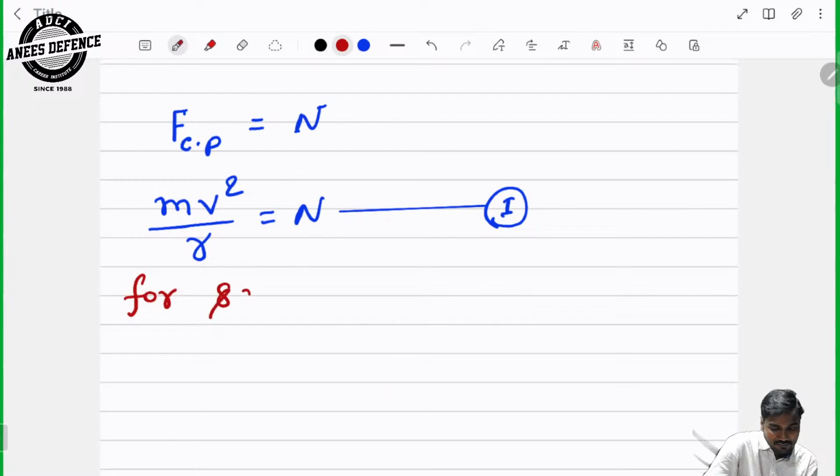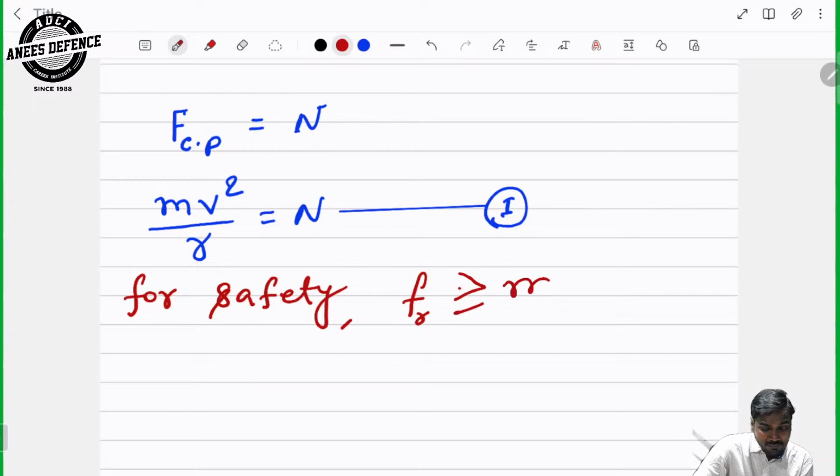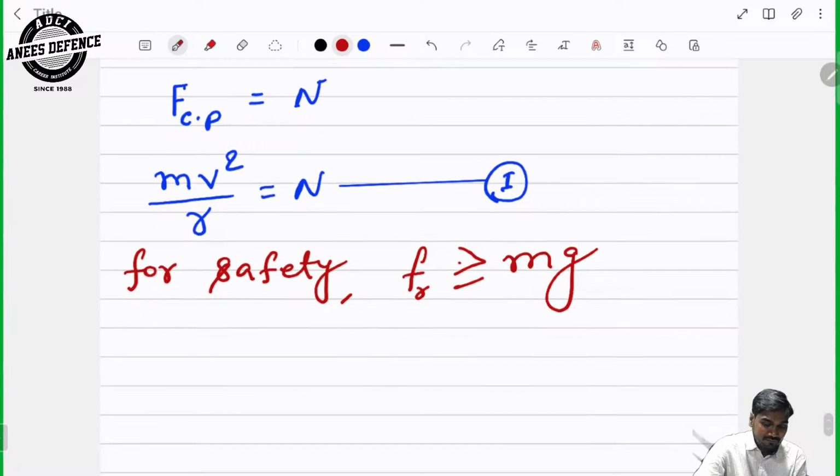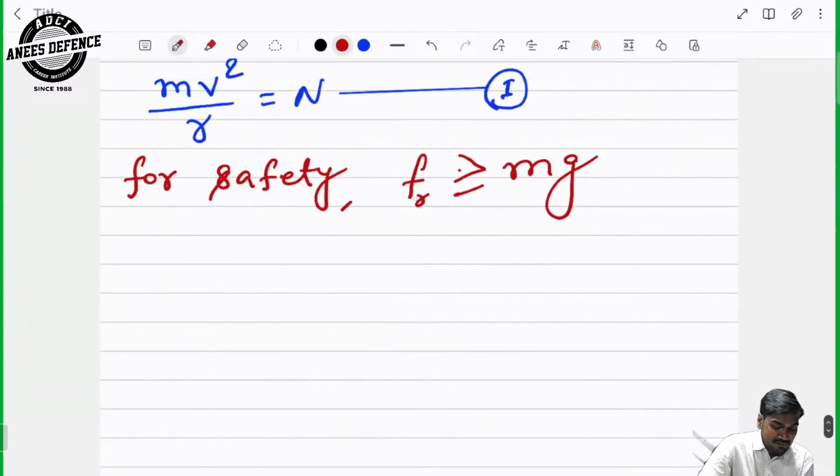for safety, friction force. I have written R in the base to show friction. Don't write it like F into R. Yes or no? So friction force should be greater than or equal to mg. Right? So you know friction force is nothing but mu into N.